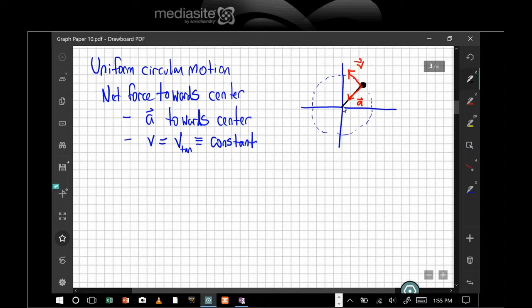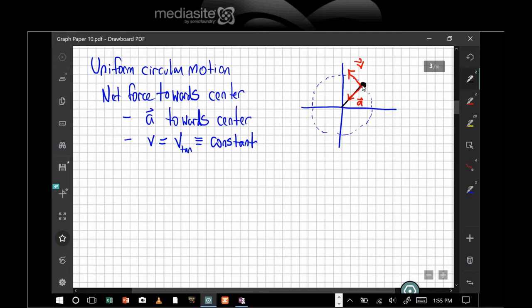And a good example might be, okay, I have a mass on the end of a string, and the tension of the string pulls it towards the center. So the net force, the central force, is a uniform circular motion. What I have to have is a net force towards the center. As a result of the net force towards the center, the acceleration is towards the center because the direction of the acceleration is always in the same direction as the force. And then there's only a tangential component of the velocity. The speed is a constant.